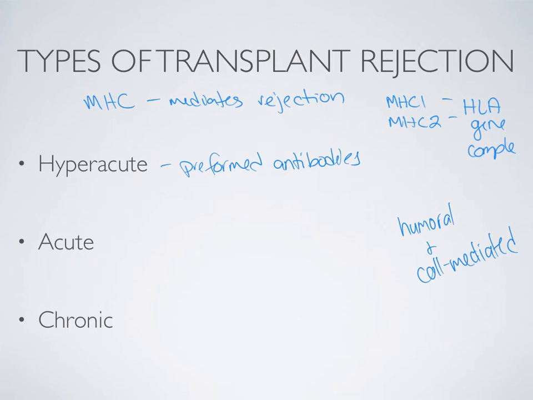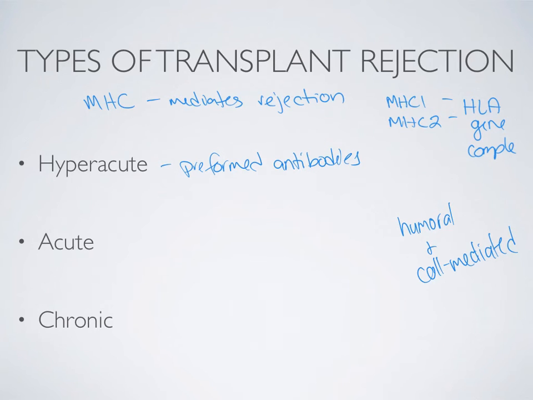And these preformed antibodies can come from, if a woman has been pregnant, the baby is going to have different MHC molecules than her, because half of those came from the father. And so you will form some antibodies. I've had 4 babies, and so I have antibodies in me right now that recognize my husband's MHC molecules. And if I ever were to get a kidney from him, I would have a high chance of hyperacute rejection because I have those antibodies.